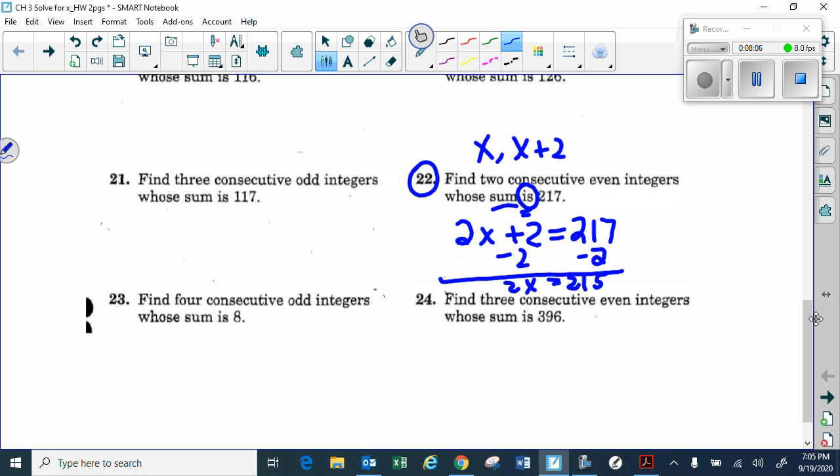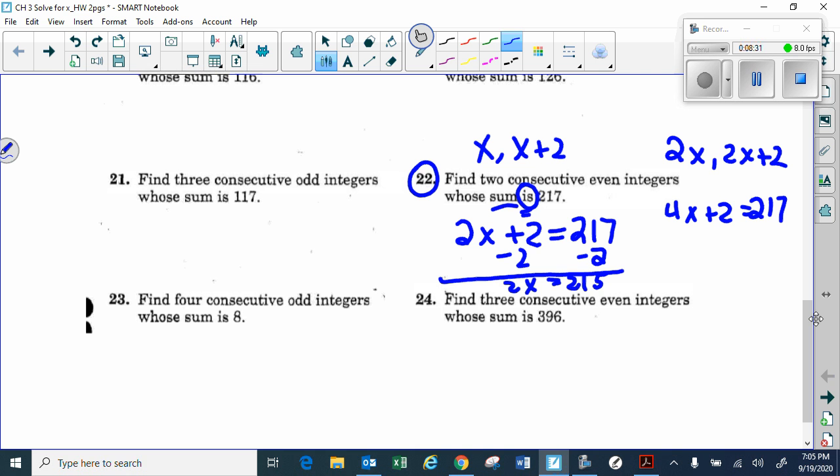Another way to guarantee, I use x and x plus 2, but if I want to guarantee an even number, I go 2 times x, because that way if x is odd or even, I double it, and whenever you double any number, you're going to get even. So the next one will be 2x plus 2. So let's try it this way: 4x plus 2 equals 217.